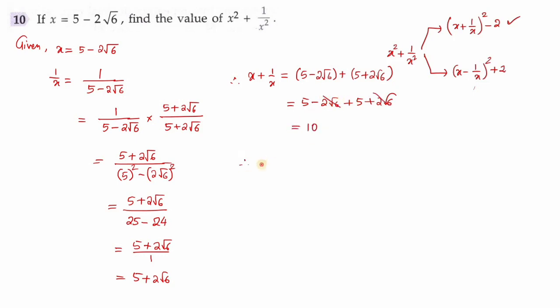So therefore finally your answer: x square plus 1 by x square is equal to, I'll use the first formula as I said, (x plus 1 by x) whole square minus 2. So what is x plus 1 by x? It is 10. So 10 square minus 2. 10 square is 100, minus 2 is 98. So your answer is 98 for this particular question.